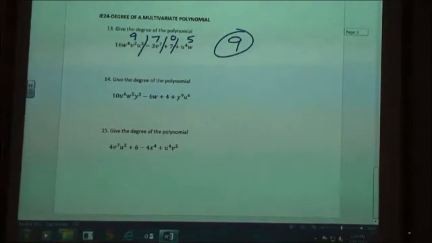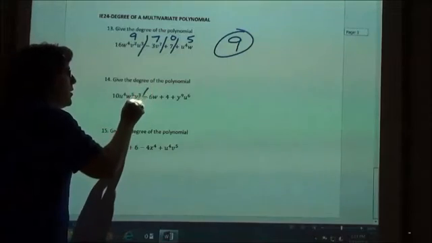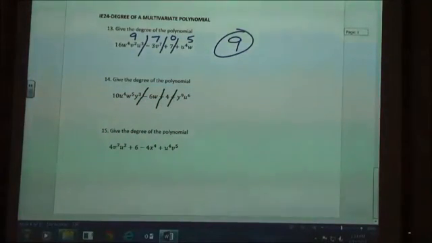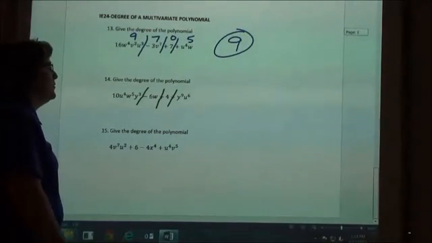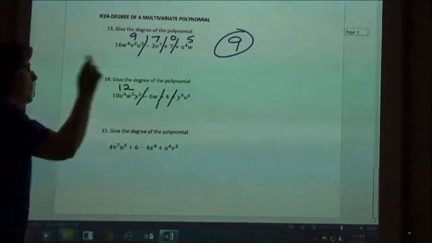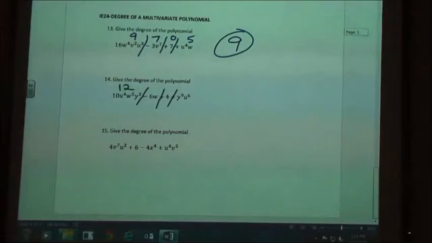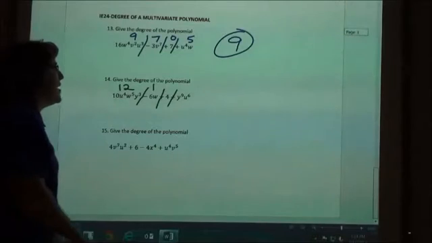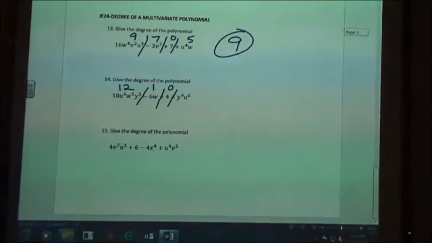So number 14, again, I'm going to separate all of my terms. They're separated by where those plus and minus signs are so that I can find the degree of each term. So if I have 10u to the 4th, w to the 5th, y to the 3rd, what's the degree of that term? 12. If I have a minus 6w, the degree of that term is 1. If I have a plus 4, the degree of that term is 0. And if I have y to the 9th, u to the 6th, I would get 15.